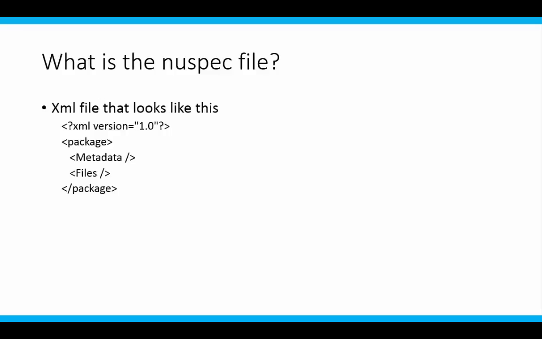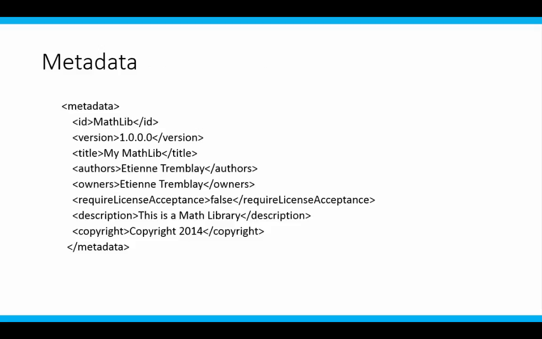Well, it's an XML file that has a package section, which inside has a metadata section and a files section. So what is contained in all those sections? In the metadata section, we have the ID of the package, the version of the package, its title, its authors, the requirement of license acceptance or not, some description and some copyright. We can have some other subsections inside of the metadata, which we'll look at in a second.